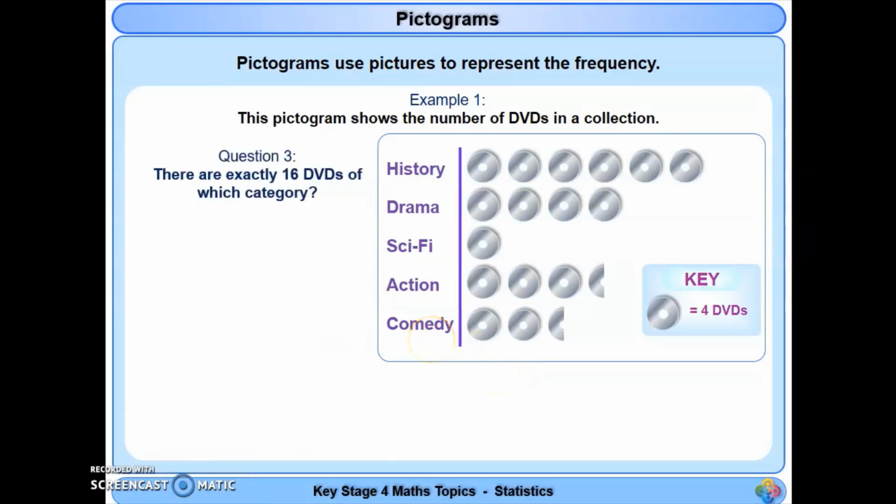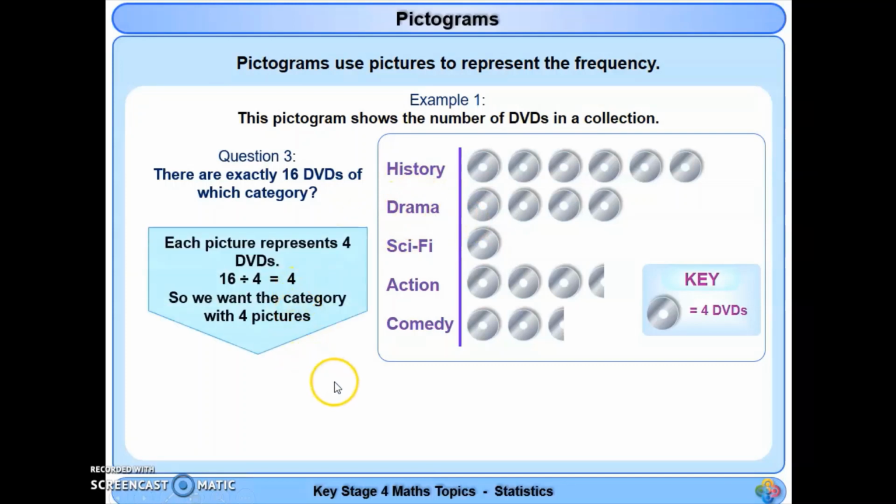Question 3. There are exactly 16 DVDs in which category? If we're looking for 16 DVDs and we know one disc represents 4, 16 divided by 4 gives me 4. So I'm looking for the category which is represented by 4 full discs, which looks like it will be the drama category here. 4, 8, 12, 16 drama DVDs. So we do a little division and we're looking for the category with 4 pictures, which is drama.